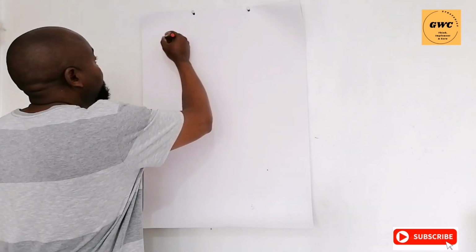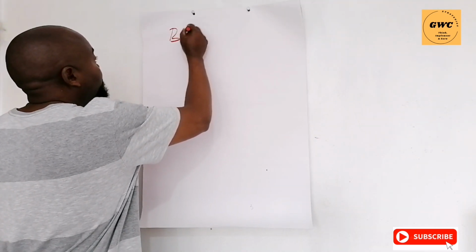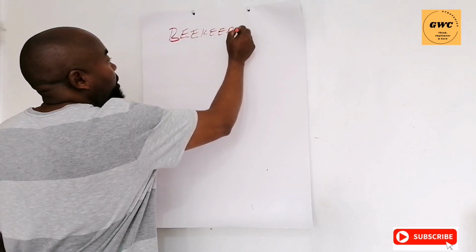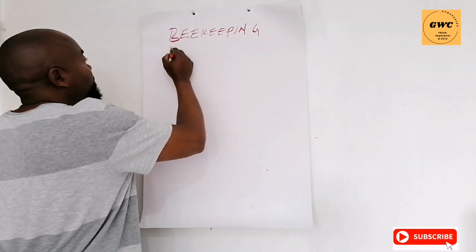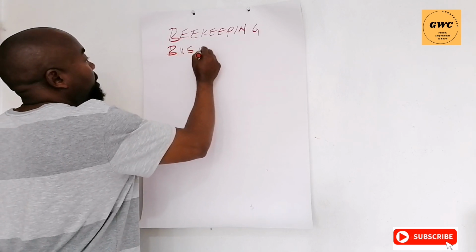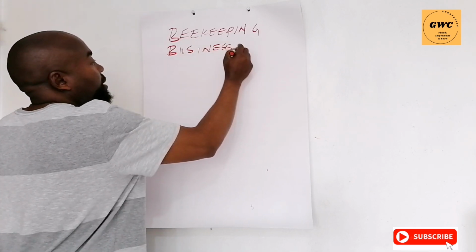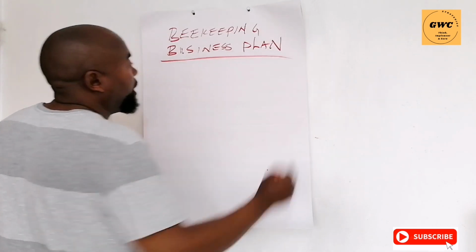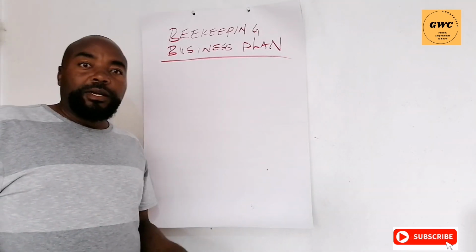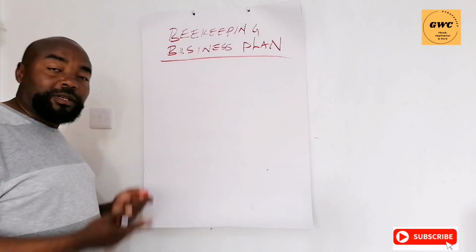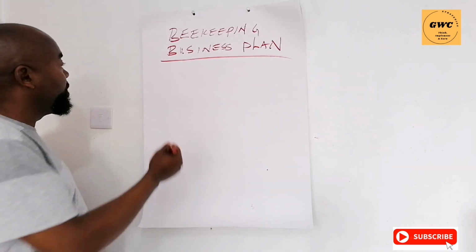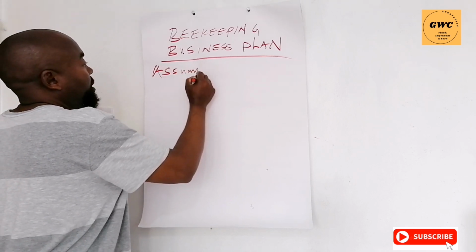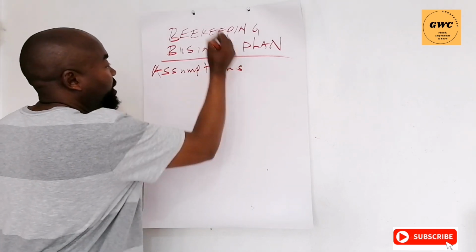So we have beekeeping business plan. And of course, as we do our business plan, we will take care of some assumptions. We will have assumptions based on what. So what are our assumptions as we embark on this business plan?